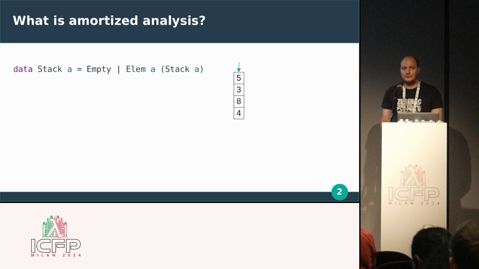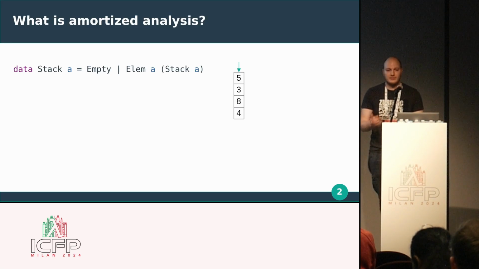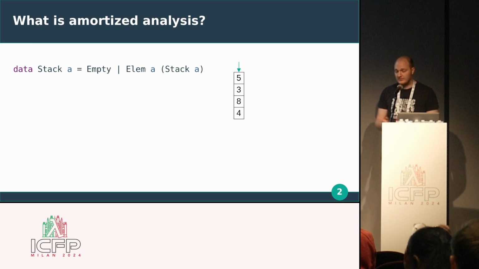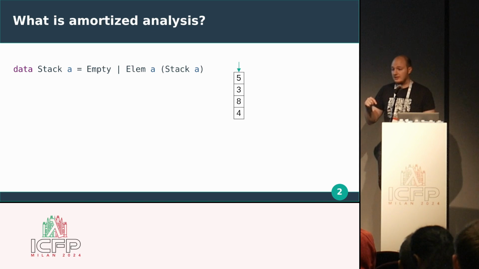So, first of all, what are we talking about today? What is amortized complexity? If we take a simple stack data structure, we have a pointer to the top. We can only access the topmost element at any time. We can define it in Haskell. It's isomorphic to the normal list.